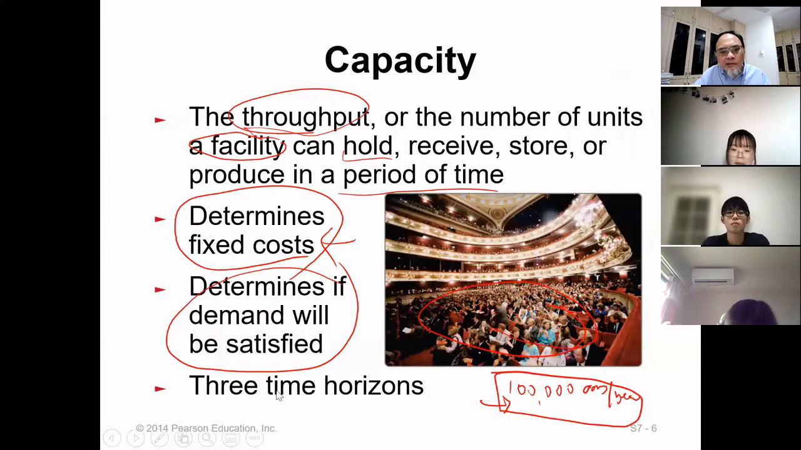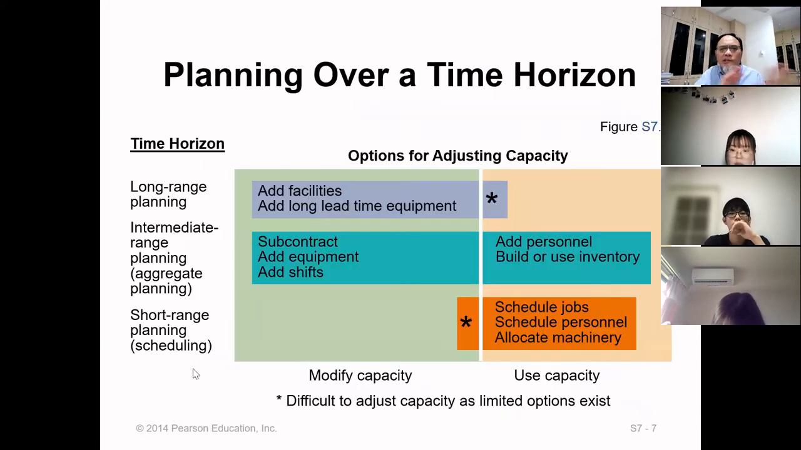Okay, so there are three time horizons: short term, medium term, long term capacity planning. So we talk about capacity planning, okay? Planning over the time horizon, that means we talk about long range. So what are the options for adjusting capacity? It means how to increase, especially if the demand is high, long term, expansion, more companies, more population.